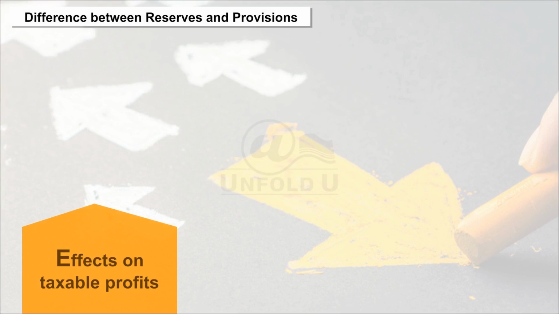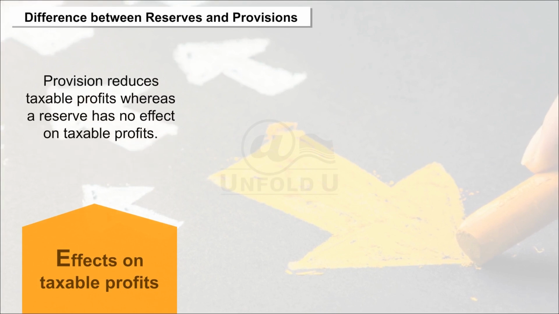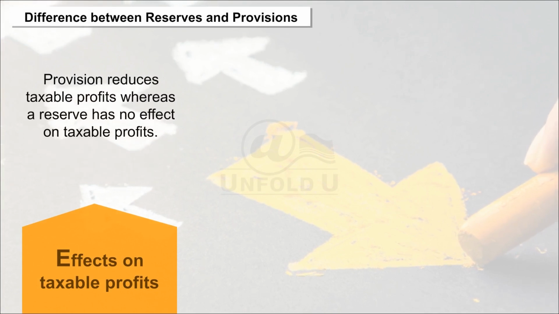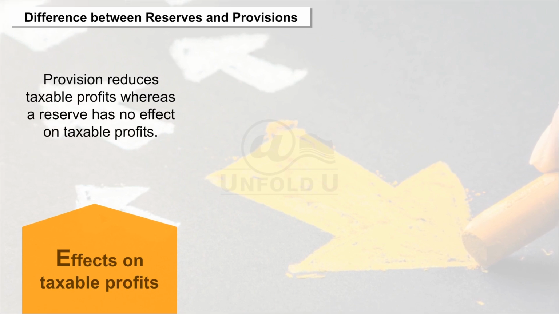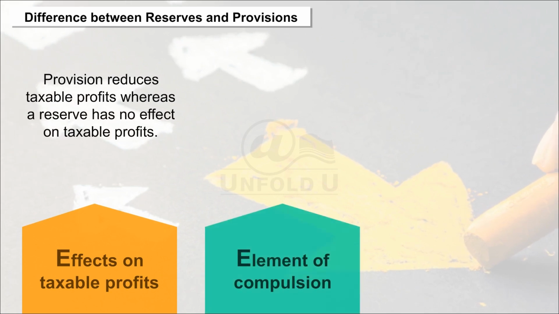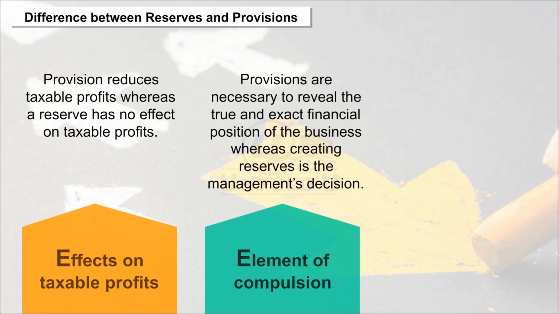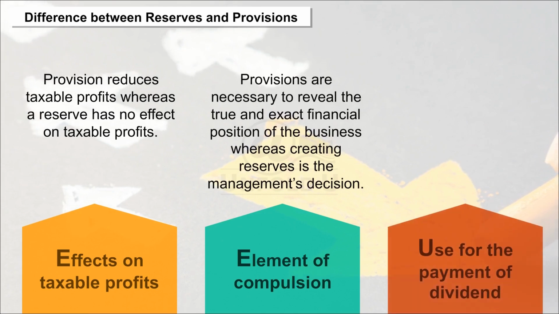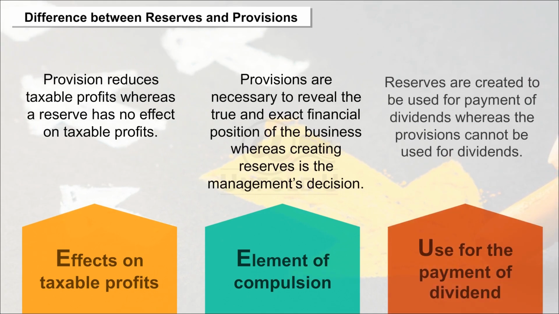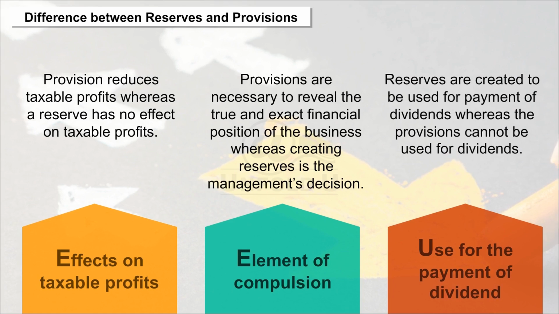Effects on taxable profits. Provision reduces taxable profits, whereas a reserve has no effect on taxable profits. Elements of compulsion. Provisions are necessary to reveal the true and exact financial position of the business, whereas creating reserves is the management's decision. Use for the payment of dividend. Reserves are created to be used for payment of dividends, whereas the provisions cannot be used for dividends.